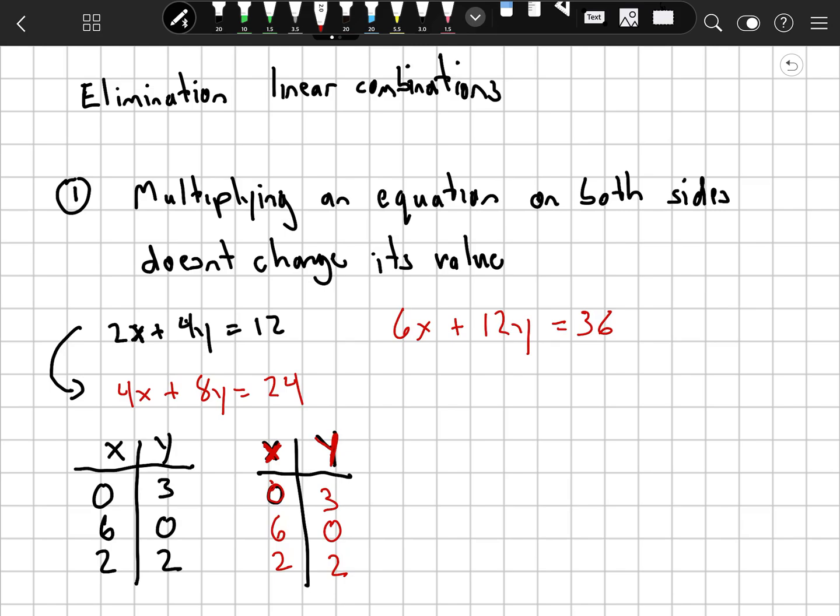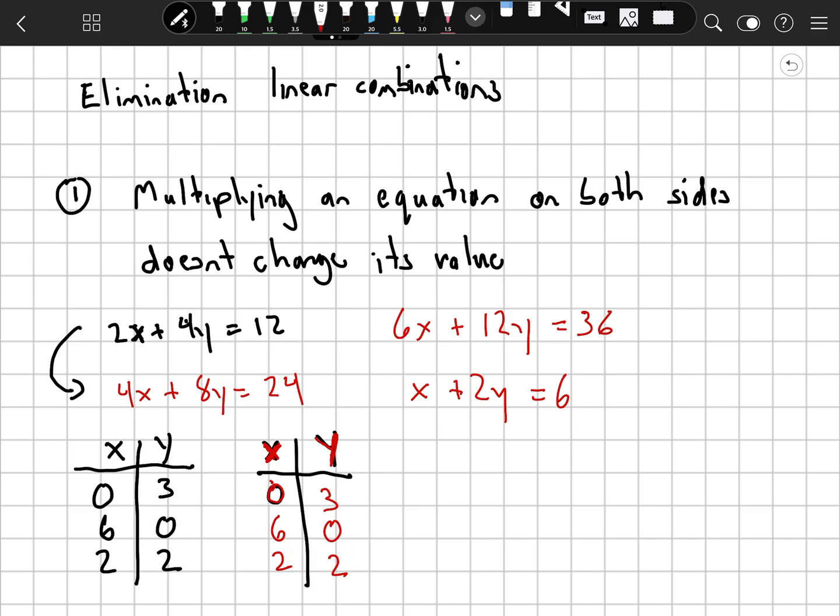Let's try another one. Instead of multiplying by a whole number, let's multiply by a fraction. How about a half? Half of 2x is 1x. Half of 4 is 2. And half of 12 is 6. So again, this equation, just like the other three, will give us the same ordered pairs. If you were to graph these equations, they're all the same. They'd be the same line. They have the same solutions.